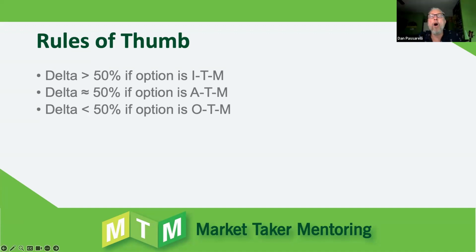If there is a call that has, say, 60 days until expiration, and it is exactly at the money, does that call have more or less than a 50 delta? Is that call's delta higher than 50 or lower than 50? I want you to hit that questions box and let me know. Hit the questions box and throw in a guess.